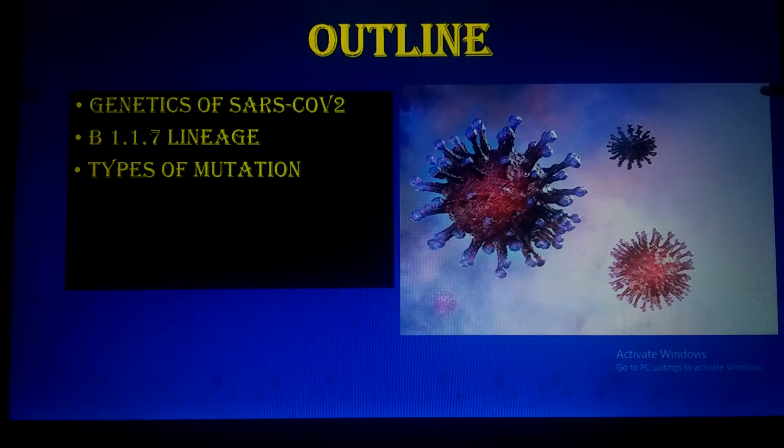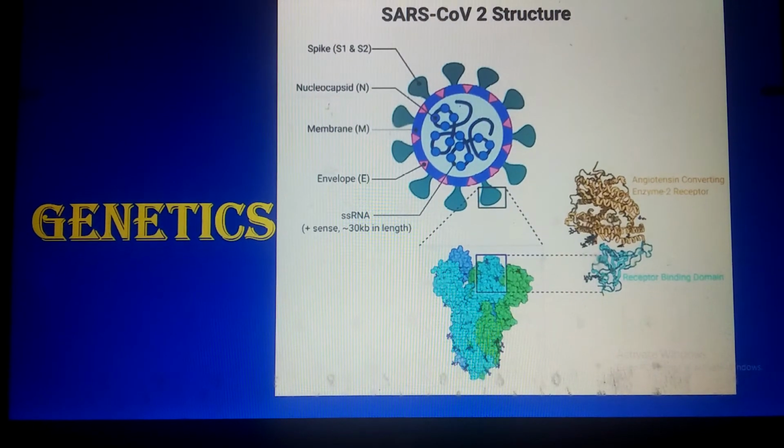I will discuss the genetics of the SARS coronavirus 2, then the B117 lineage, and which sorts of new mutations are going on. First of all, I will discuss the genetics. As I have discussed the genome and the structure of the coronavirus in detail in my previous lectures, you must watch all these lectures, then you will easily understand this lecture about the mutations and the coronavirus variant.